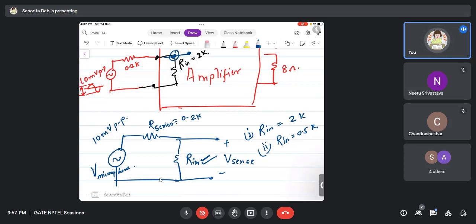Okay, so now you can tell me V sense in peak to peak itself. Like what is it peak to peak? If you are taking 10 millivolt peak to peak, and after the voltage division you get V sense as 5, then you will say it is 5 millivolt peak to peak. You understand? So now solve and tell me what you are getting.